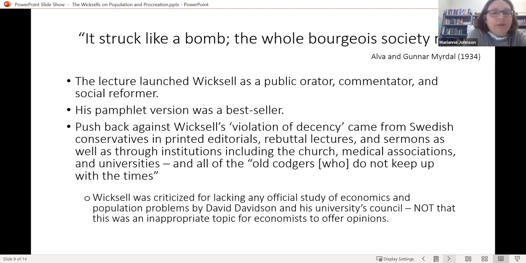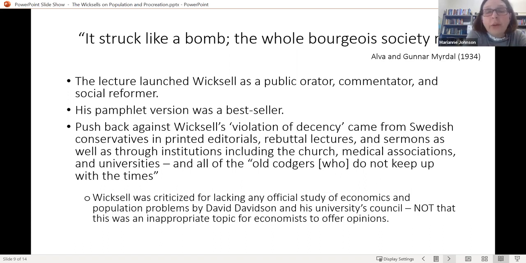And everybody freaked out. The lecture launched Wicksell as a public orator and commentator. He made his living at this for more than 10 years. He was enormously popular with the students, the labor unionists, and some of the socialists, although he was a fervent anti-Marxist. So that kind of makes his relationship with the socialists a little different.